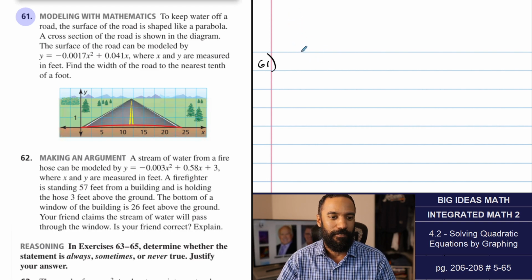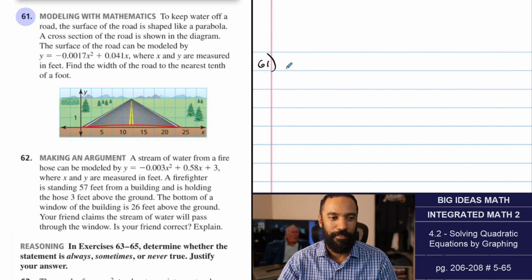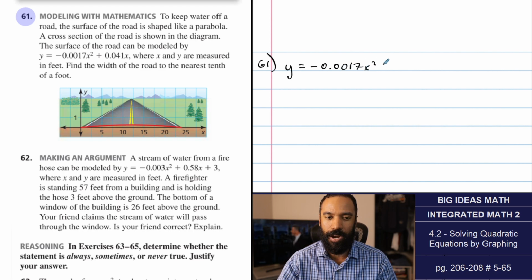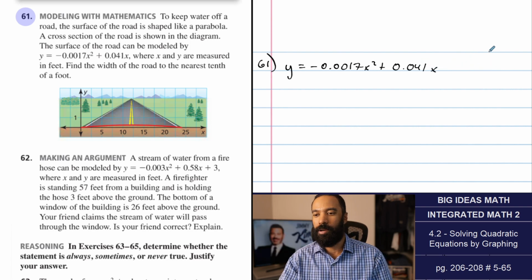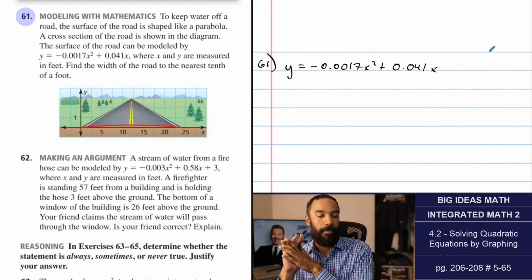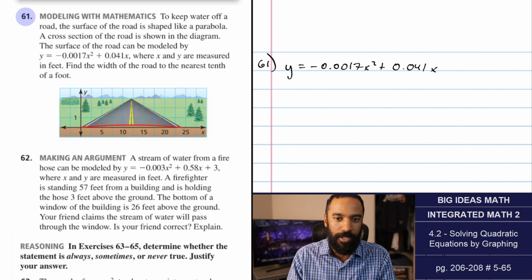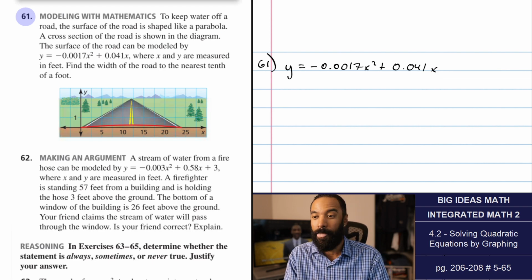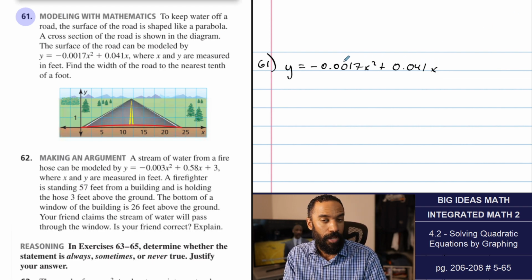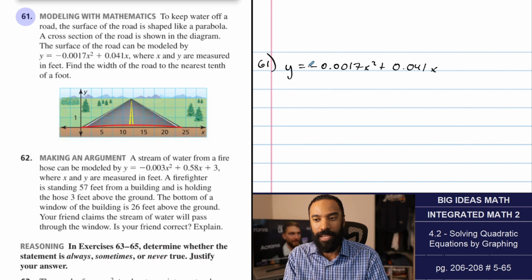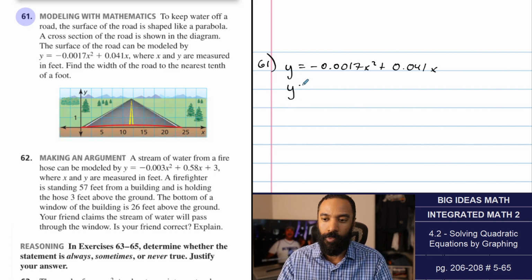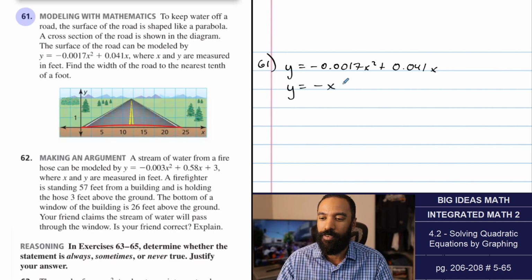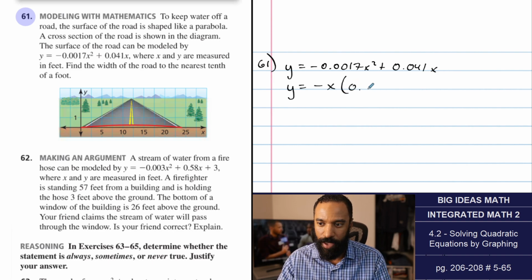Where x and y are measured in feet, find the width of the road to the nearest tenth of a foot. So y equals negative 0.0017x squared plus 0.041x. I'd be hard-pressed to say if there's a common factor or not. I'm just going to go off what they show us here. Looks like the red is representing that cross-section, and clearly x is a common factor, which means 0 is one of the answers. I can solve for the other one. Watch, I don't need a calculator for this. Let's factor x out. Just don't worry about factoring out numbers.